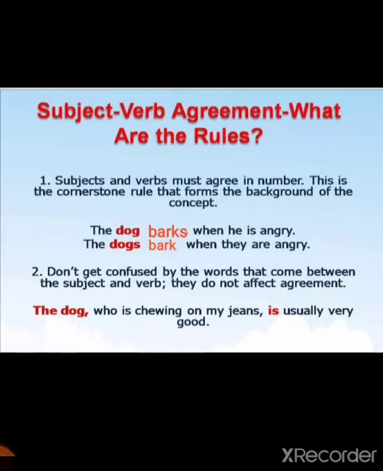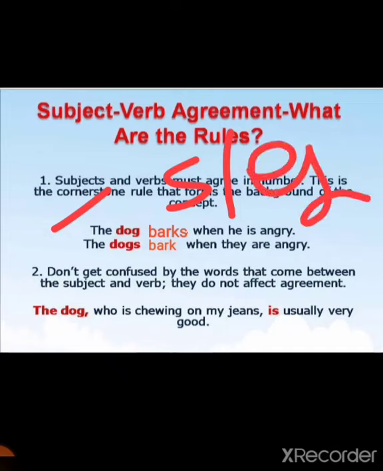Okay. For example, another example I am giving, the dog barks. The dog barks when he is angry. The dog, it is third person and singular number. After the third person and singular number, we have to give S or ES after the main verb. So here barks, like we say he goes to school every day. You go to school every day. I go to school every day. But he or she goes to school every day.